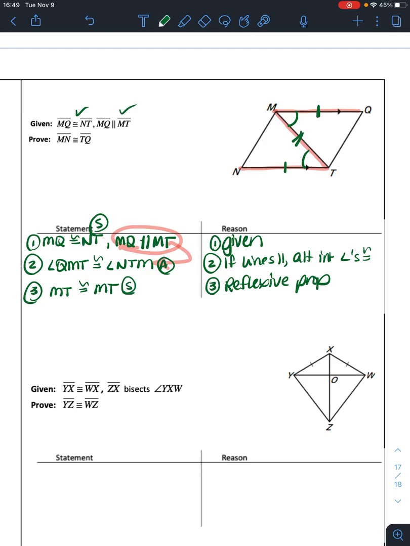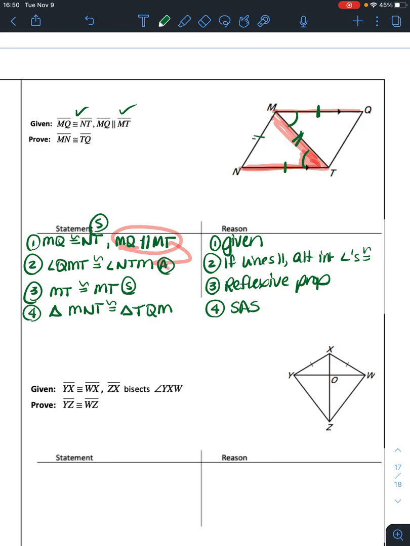So now I've got three pieces, right? I've got two sides and an angle, and I look just to double check. I've got my side, my angle, and my side. My angle is in the middle where it's supposed to be, so I can keep going. I can say then that triangle MNT is congruent to triangle TQM because of side, angle, side.